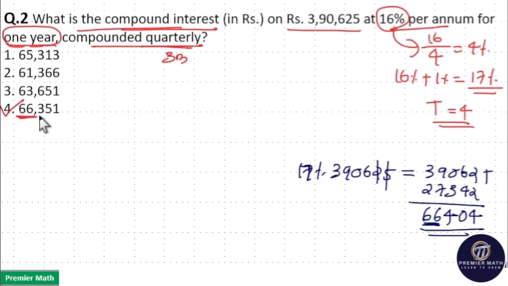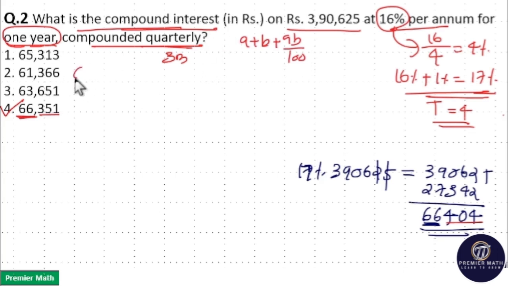Now this is the exact value, 66,351. Here we got 404 because we calculated it as 17%. The actual value is around 16.9. Now if you are not satisfied with this technique, I will tell you another. That is, use the A plus B plus AB by 100 formula.